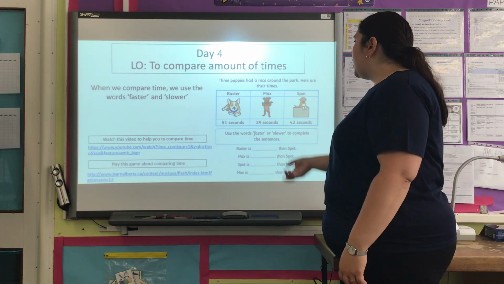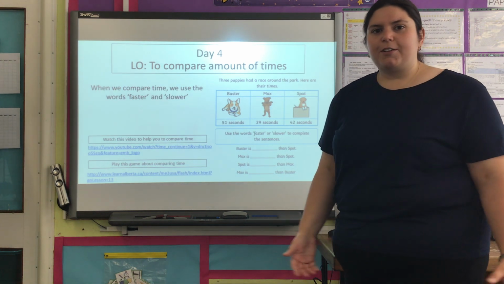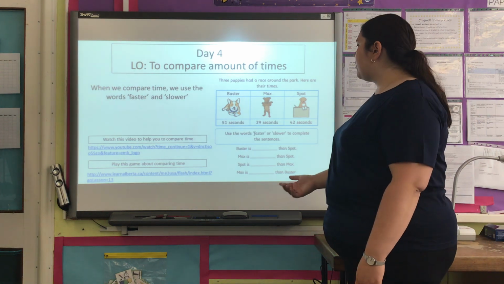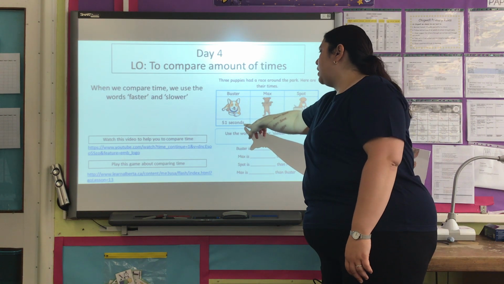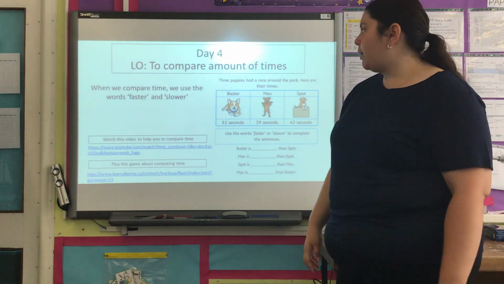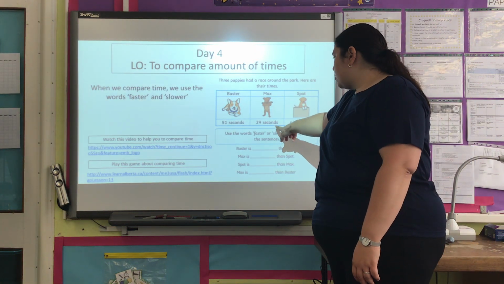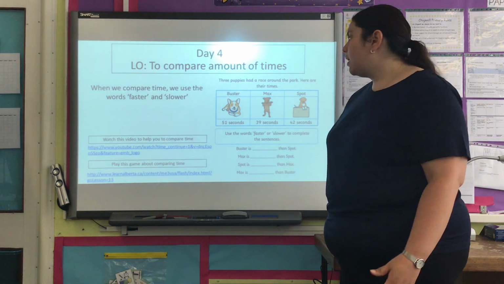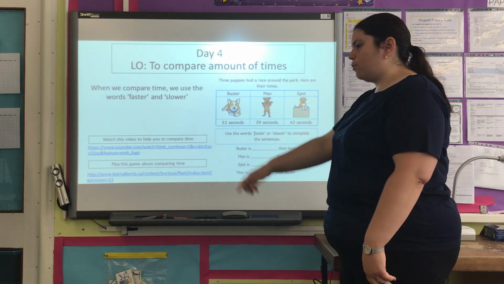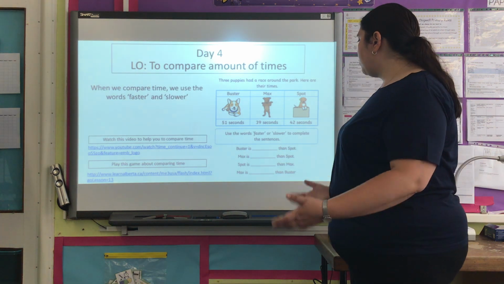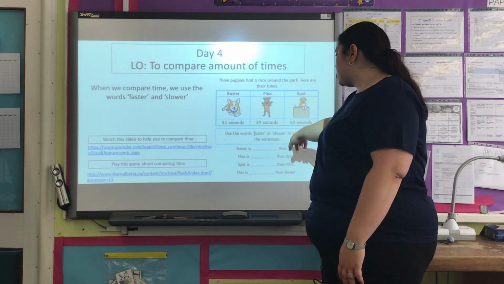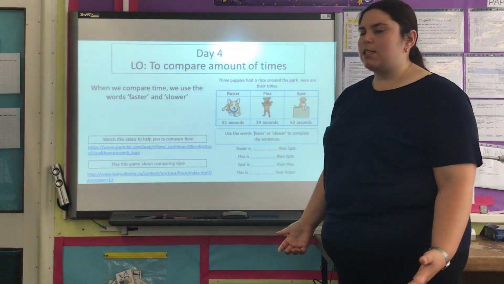a go. Now we've got 3 puppies, they had a race around the park. And here are their times. Buster took 51 seconds to run around the park. Max took 39 seconds. And we've got Spot, who took 42 seconds. What we need to do is use the words faster and slower to complete the sentences.